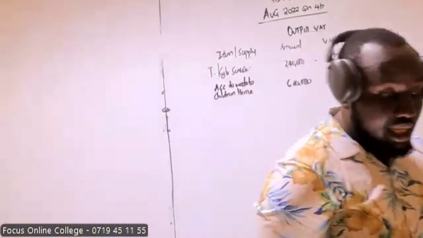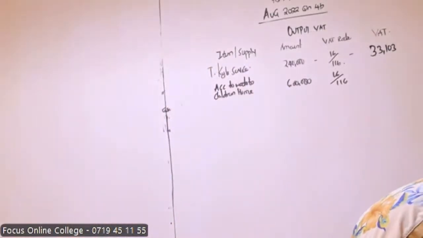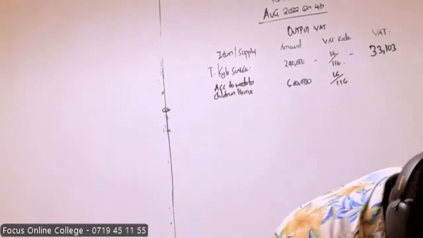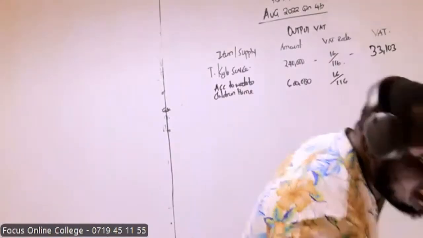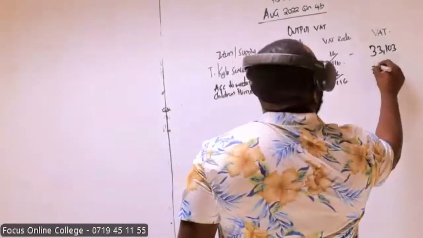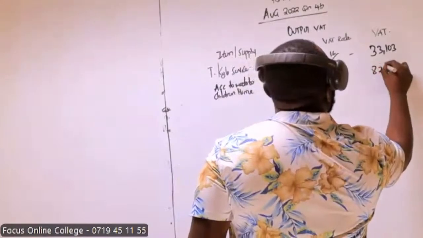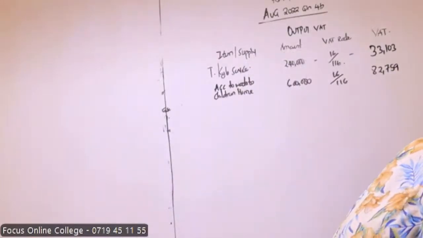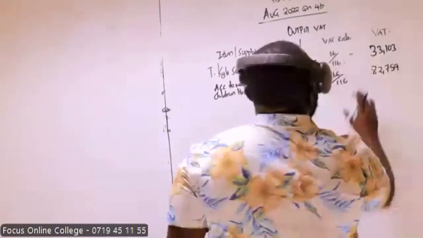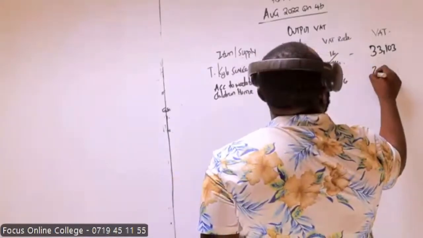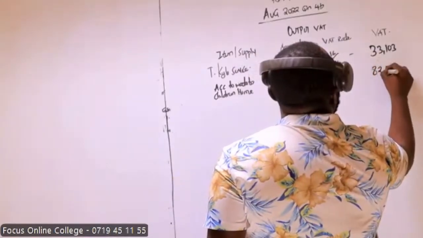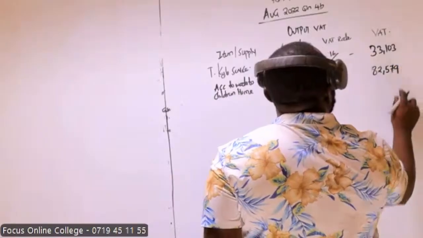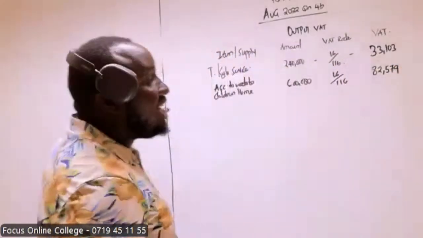What is the figure? So you have it as 82,579. Is it 759? 579. So we have 82,579.